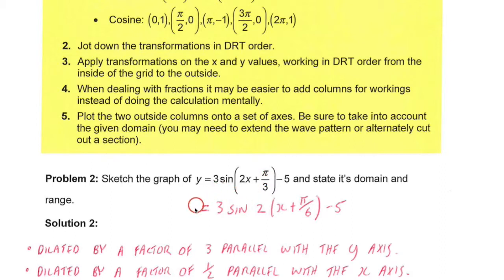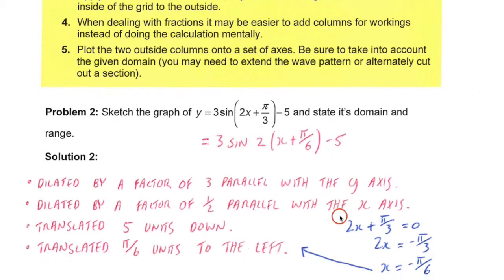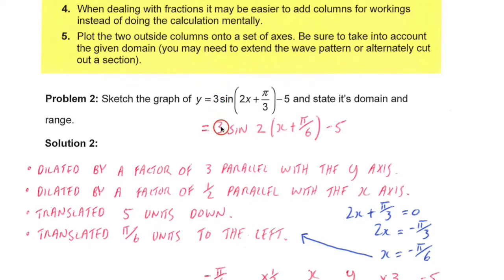So you can see that this line here is exactly equivalent to this, but it's in a format that I can easily work with. So y equals 3 sine of (2x plus pi on 3), take away 5, is the same thing as this line here. Alright, stating the transformations. I notice first of all that I have a dilation factor of 3 parallel with the y-axis. I have a dilation factor of a half parallel with the x-axis. I'm shifted 5 units down, and I'm shifted pi on 6 units to the left.